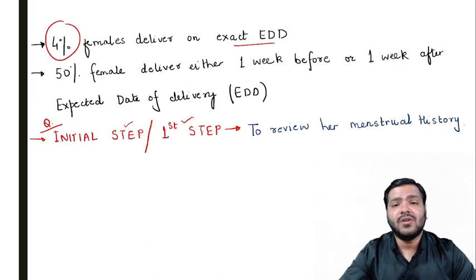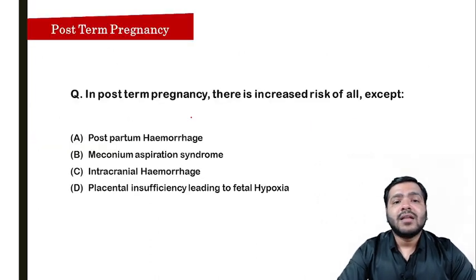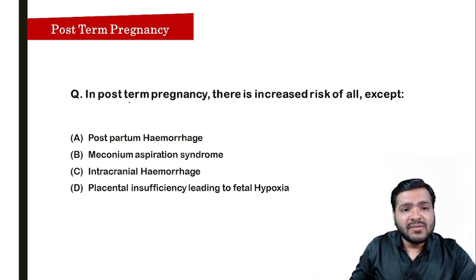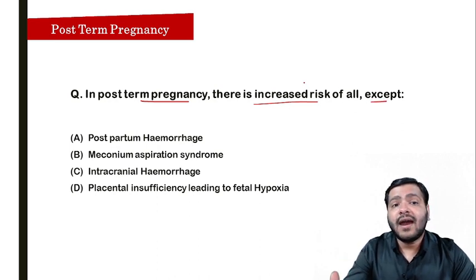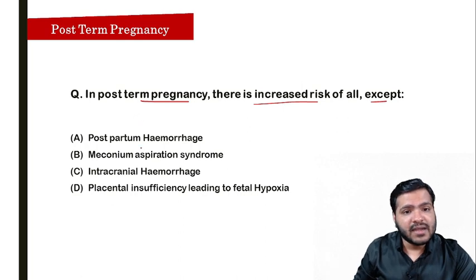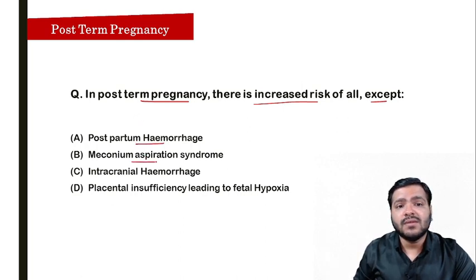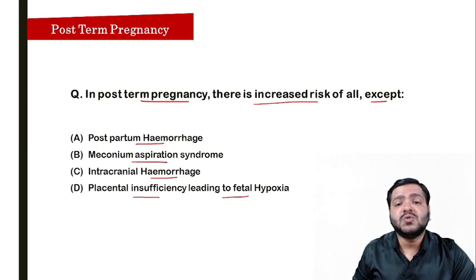That is very important. Coming on to the next question: in post-term pregnancy there is increased risk of all except. So the question asks what the risks are in post-term pregnancy. Everything can happen except: first option, postpartum hemorrhage; second, meconium aspiration syndrome; third, intracranial hemorrhage; and fourth, placental insufficiency leading to fetal hypoxia. So let's start with this.